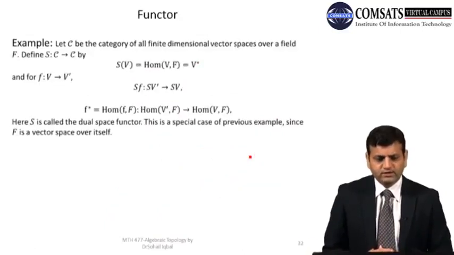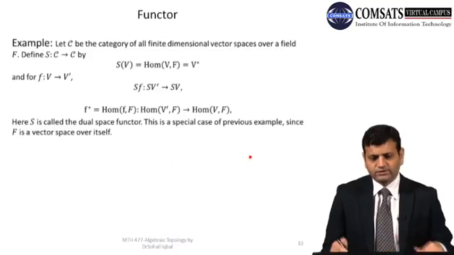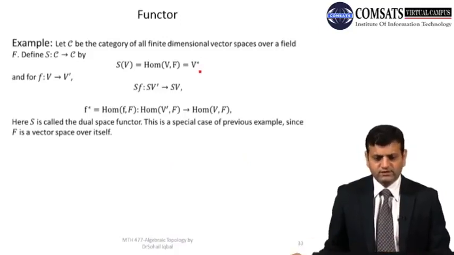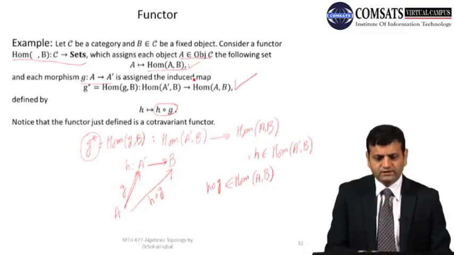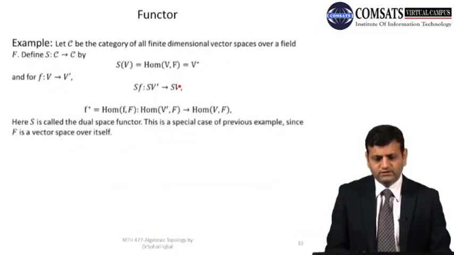So next example, let C be a category of all finite dimensional vector spaces over a field F. Then we define the following functor. So in the previous example, we have taken this B to be a fixed element of the category. So notice that we have also done the same thing in this example.